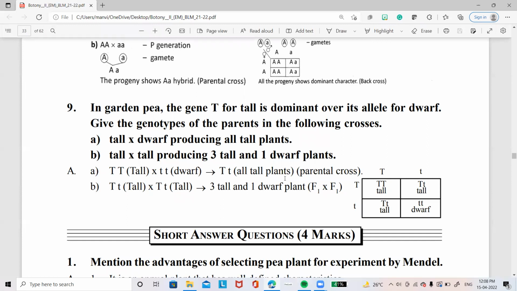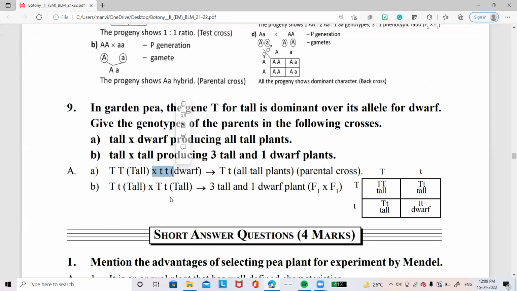When we get all tall plants, definitely the parents will be homozygous tall and homozygous dwarf. When we get 3 tall and 1 dwarf, 75% tall and 25% dwarf, the parents will be heterozygous tall with heterozygous tall. A cross between heterozygous tall and heterozygous tall gives a 3:1 ratio. A cross between homozygous tall and homozygous dwarf gives 100% heterozygous tall plants.